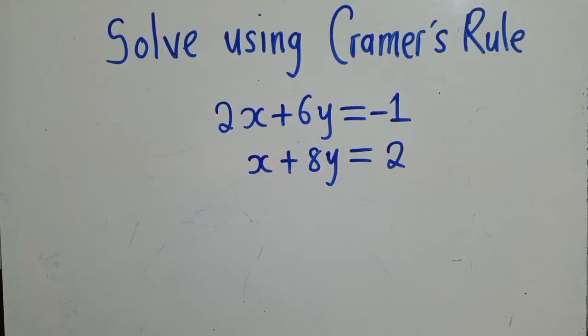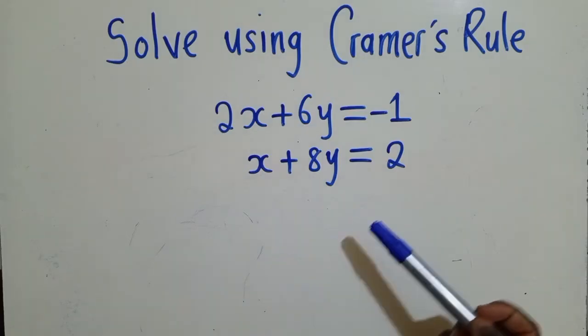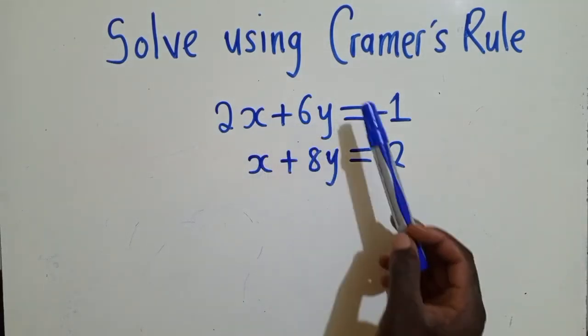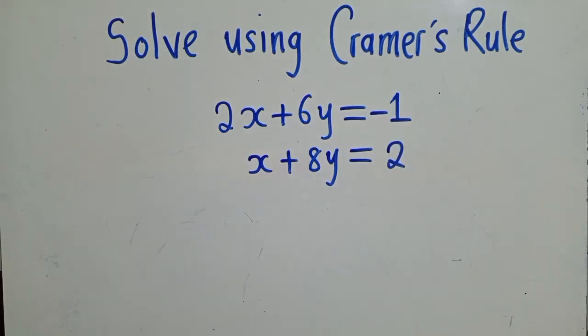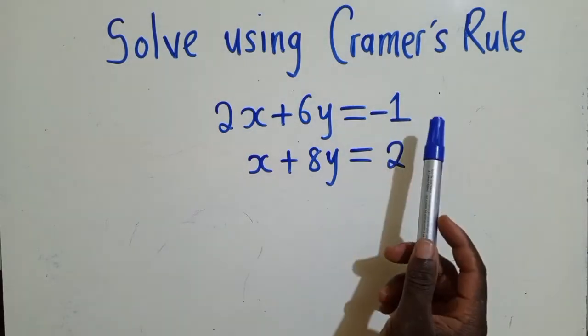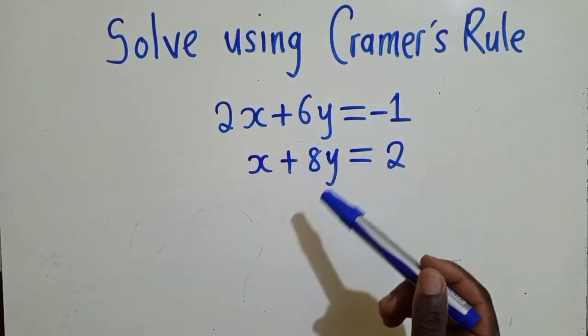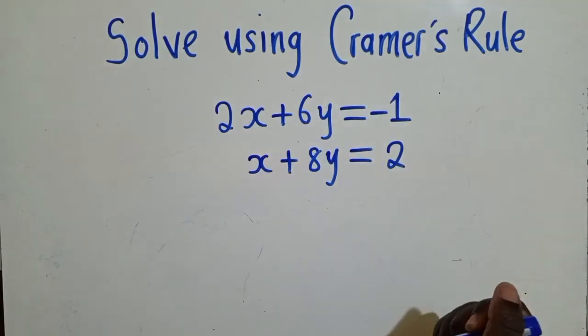This is Sichamba Jacob. Alright, so let's find the value of x and y using Cramer's rule. You can see these are simultaneous equations right here. With Cramer's rule, you need to know how to find the determinant, okay?